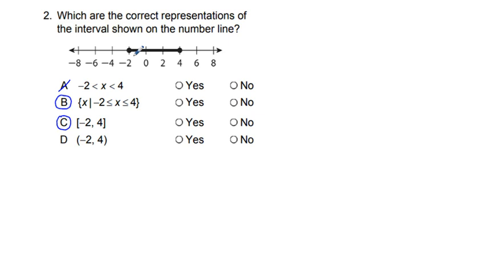And D, now if you look at C and D, they have to be opposite. So let's cross these out and fill in the circles here. No, yes, yes, no. Okay, next we'll go on to problem 3.